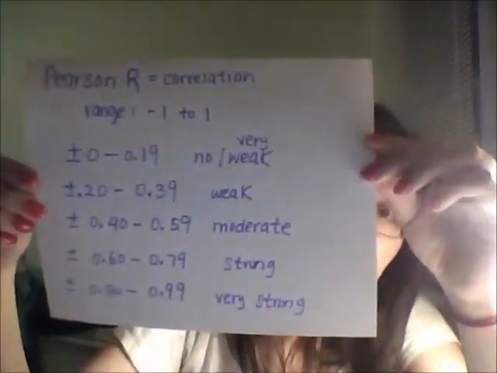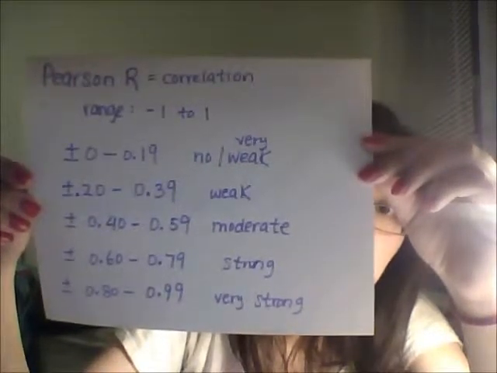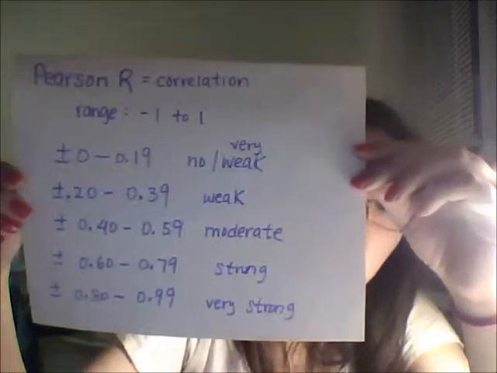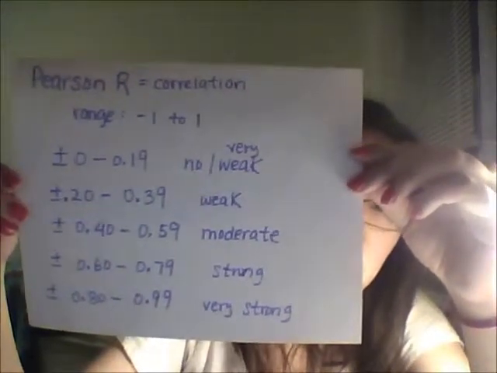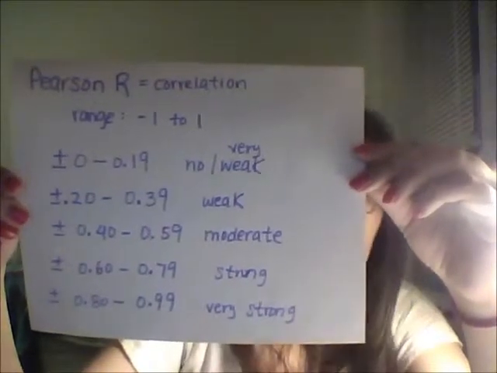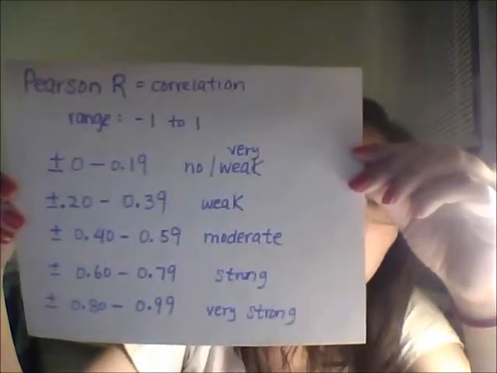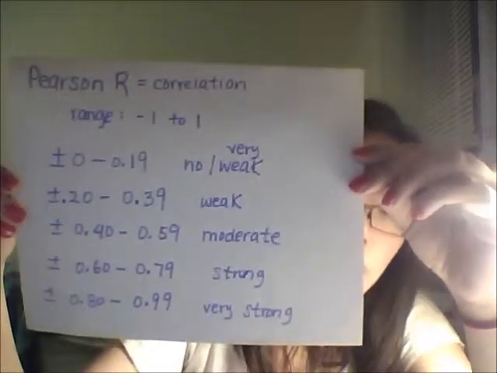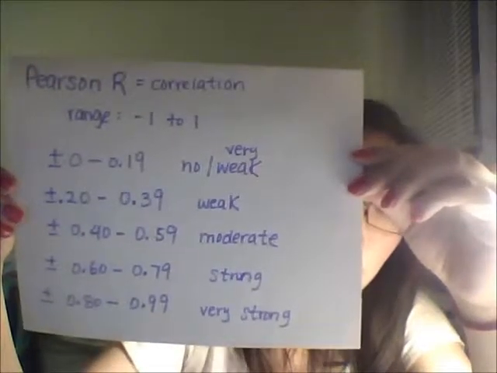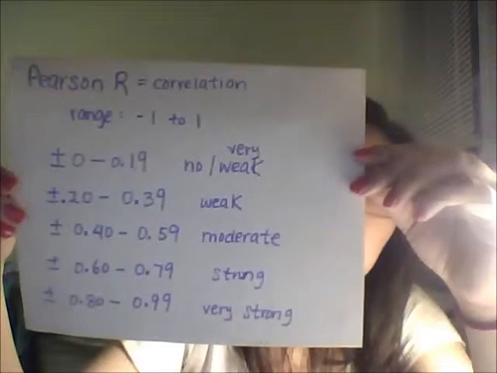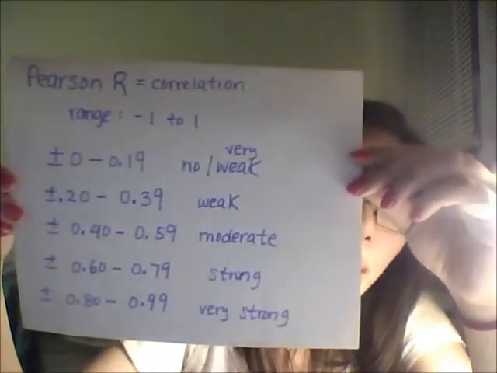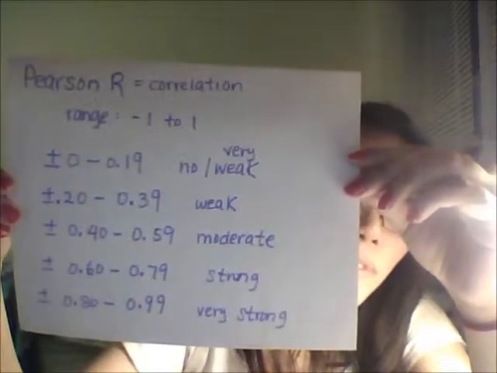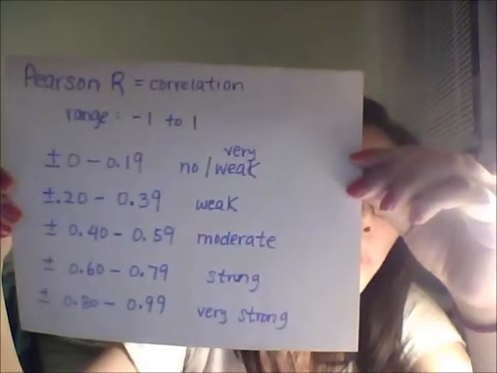So if it has a positive or negative 0 to 0.19 range, it has a no or very weak correlation. So no will be the 0 part, and then up to 0.19 it will be a very weak correlation. If it has a positive or negative 0.20 to 0.39, then it has a weak correlation. If it's positive or negative 0.40 to 0.59, it has a moderate correlation.